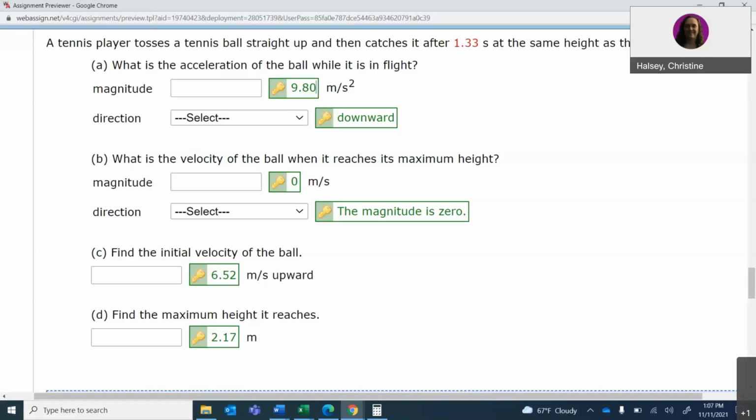What's the velocity of the ball when it reaches its maximum height? This is an easy one. Once it gets up here, it comes to a dead stop before it starts to fall. 0. It's 0 meters per second at its maximum height. And at that point, there's no direction. It's at a dead standstill.